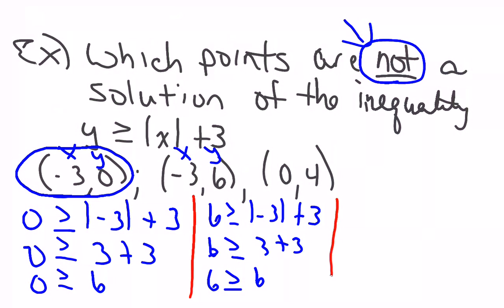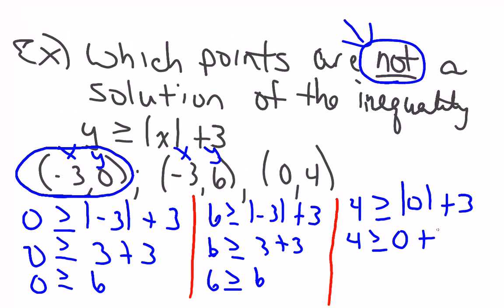And let's try the last one just in case. Plug those in. So we have 4 is greater than or equal to the absolute value of 0 plus 3. The absolute value of 0 is 0. 0 plus 3 is 3. Let's evaluate. Is 4 greater than or equal to 3? Yes. So that would be a solution, but we're looking for the ones that are not. So the only thing that we're going to actually concern ourselves with accepting is the point -3, 0. That is not a solution in this inequality.